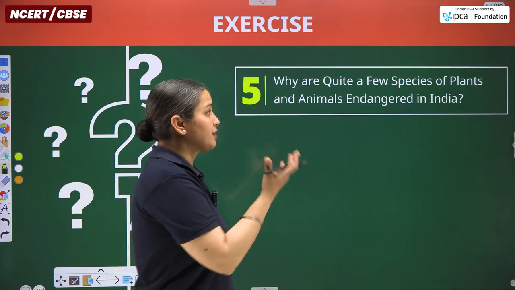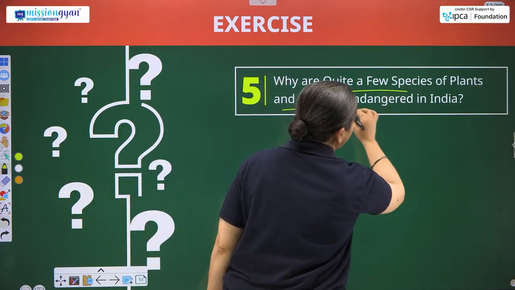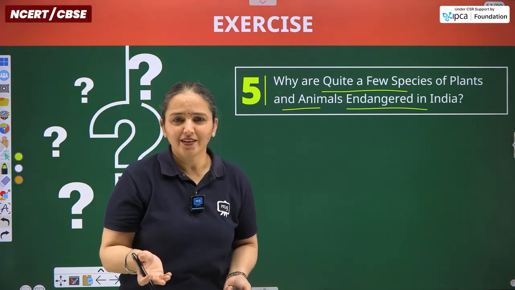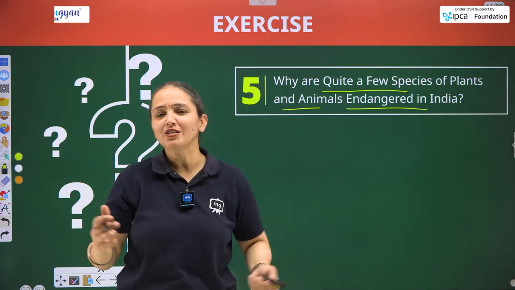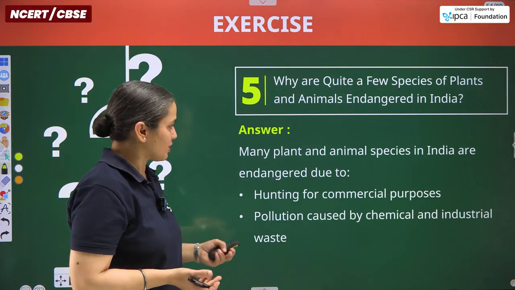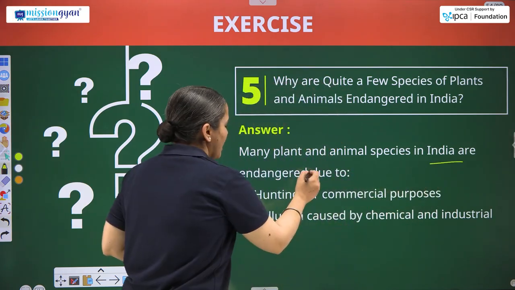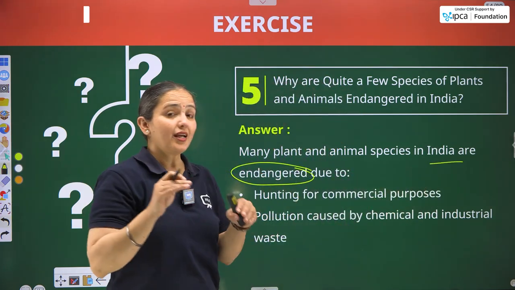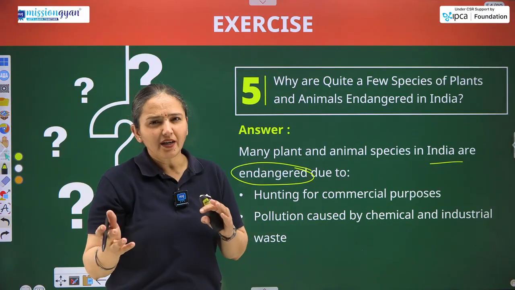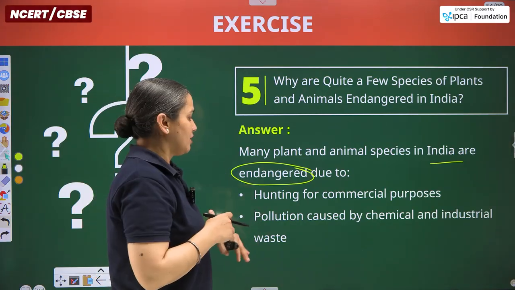Why are quite a few species of plants and animals endangered in India? For the plants, of course, we are cutting them. For the animals, quite obviously, we are hunting them. If not we, then certain people are doing so. So many plant and animal species in India are endangered. They are almost going to vanish, or any other simplest term that you can use over here.